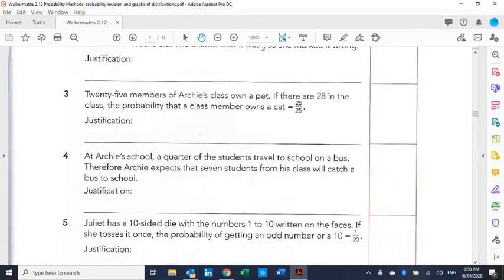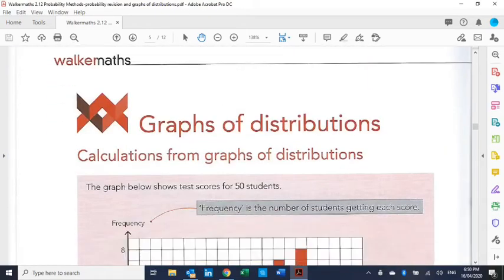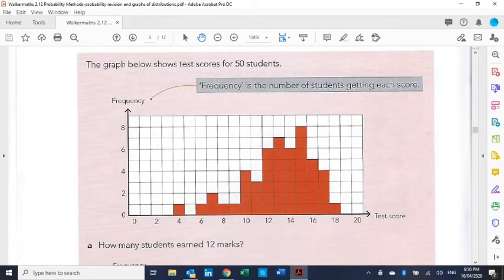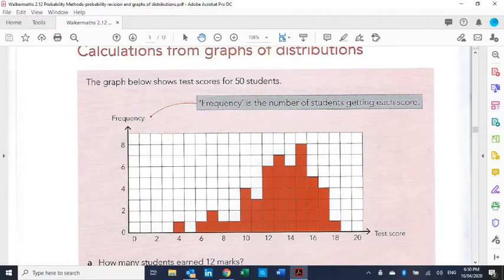Okay. Another skill that is critical for working with probability is that you need to be able to look at graphs of distributions and determine frequencies for them. So let's talk about what that means. Now, if you can count, you can do frequencies. So here we are. The graph below shows test scores for 50 students. So we know this graph shows a total of 50 students. And the frequency just means how many times something happens, or how many people. Frequency is how many.